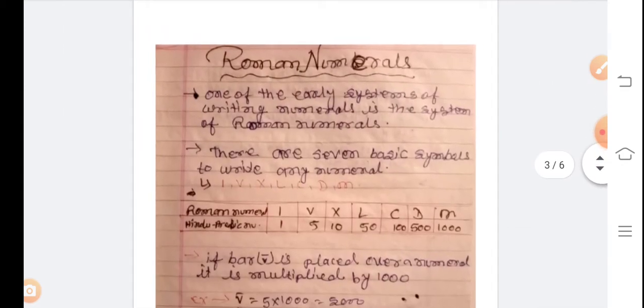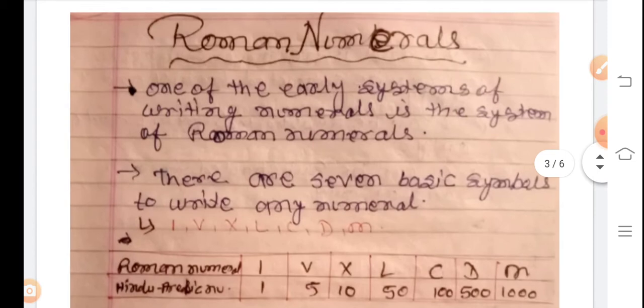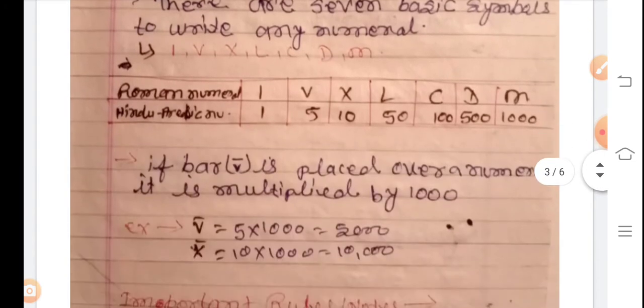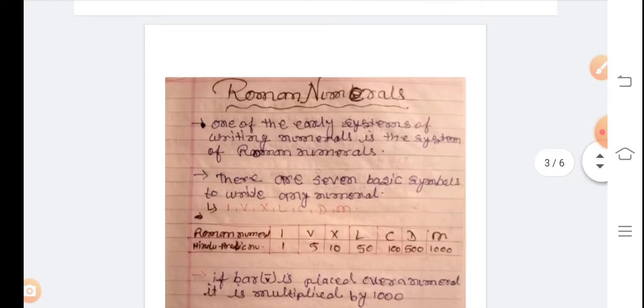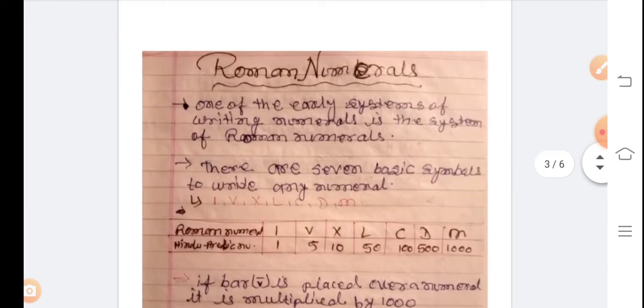And next is the chapter on Roman numbers. My dear students, some of it is written by me. If you do not understand my writing, then say so and I will explain what I wrote.